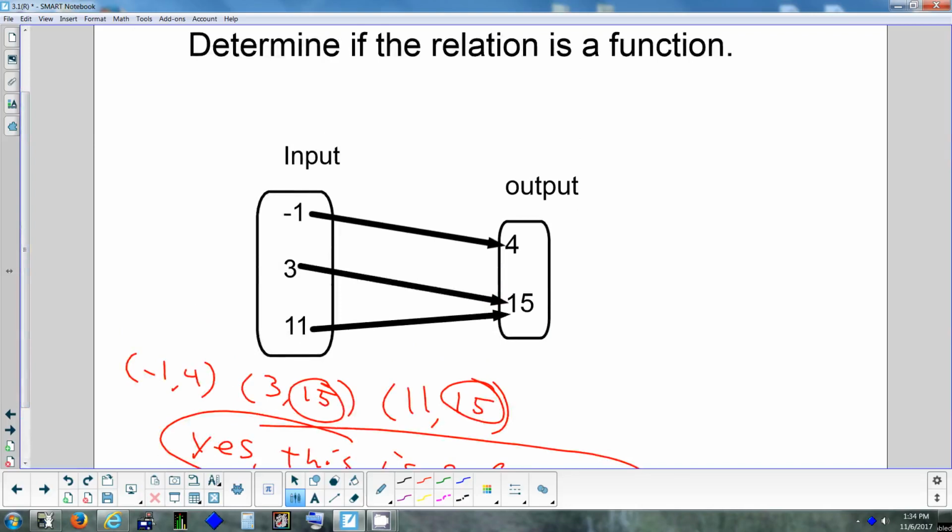You might also see this diagram written this way. Domain, range. Or, actually, I won't even cross it out, I'll just write it above it. What's another way you can write domain? X. And range? Y. So you could see any of those titles on each thing there. Okay? Any of those.